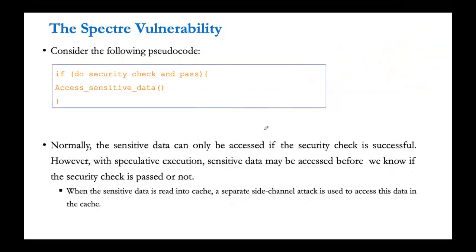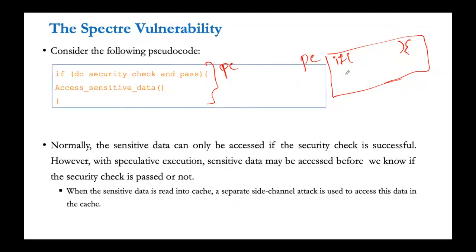So what is that? This is a security check for, suppose, program counter 1, and the same kind of program counter 2 will also be there for another branch that holds the address of the next branch. In that also it will check whether the security check is passed or not passed, and then it accesses the sensitive data.